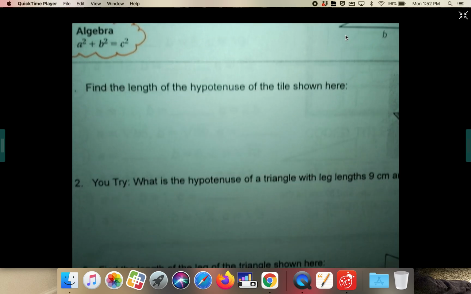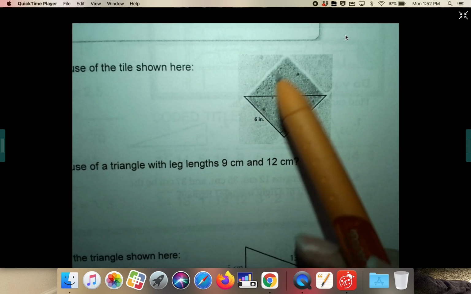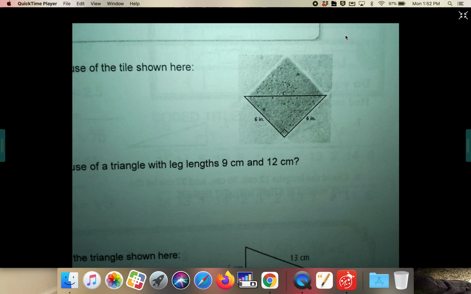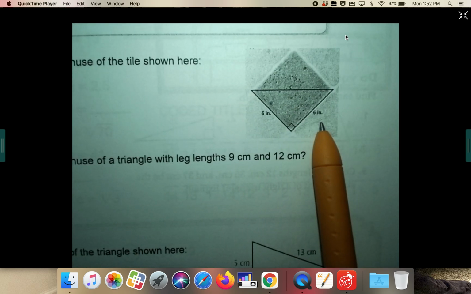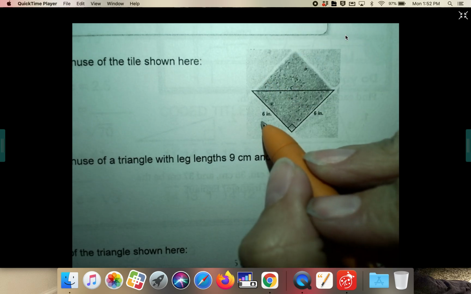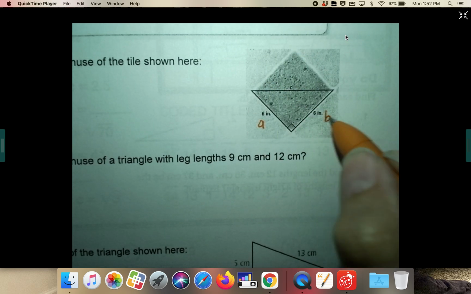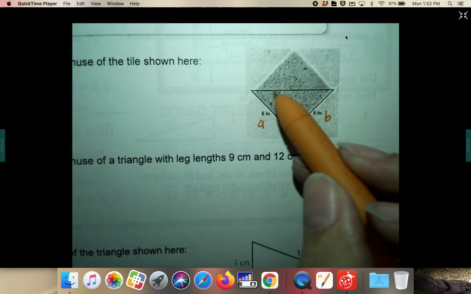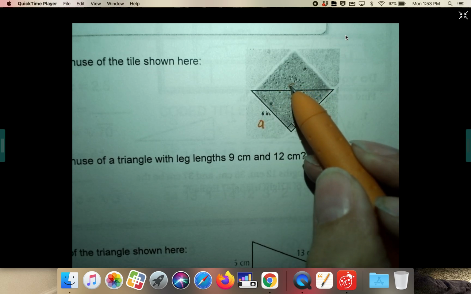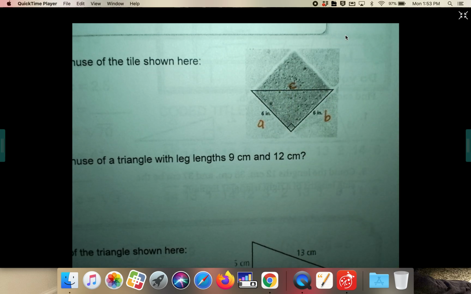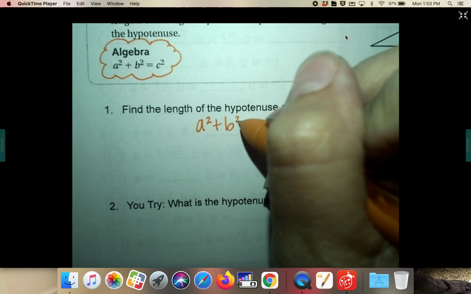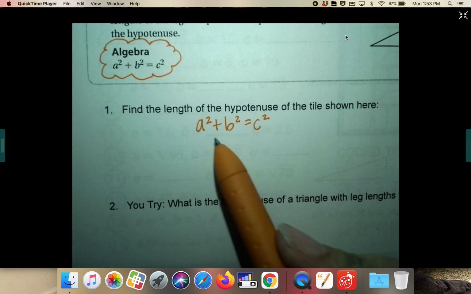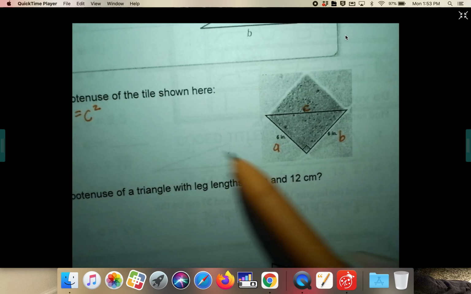So here is a picture of a tile, and what they're wanting to know is what is the length of the hypotenuse of this tile. So obviously the two legs are the same length. It does not matter which one we use for A and which one we use for B. They're interchangeable, but what we're looking for definitely is the hypotenuse, the C side. So we are going to write our Pythagorean theorem, which is a squared plus b squared equals c squared. And now we're just going to change a, b, and c to these numbers.